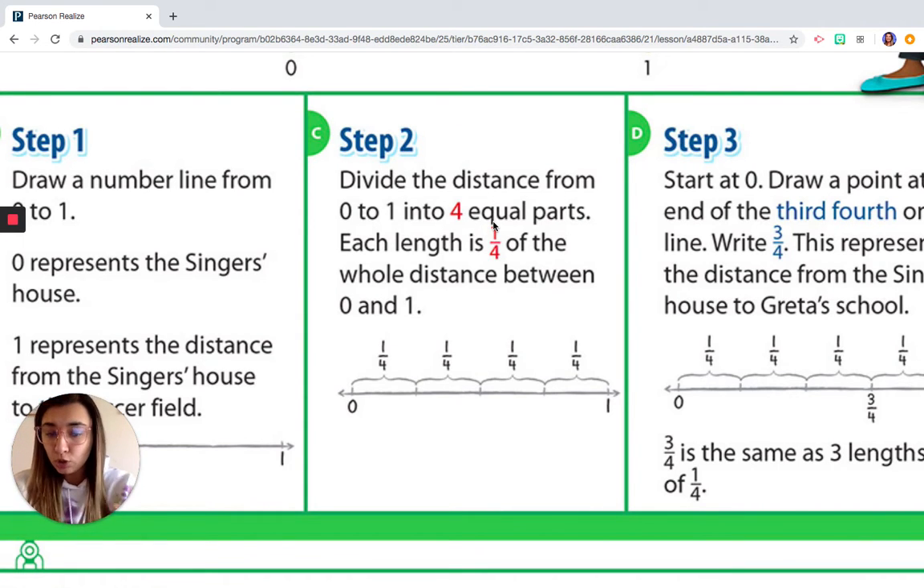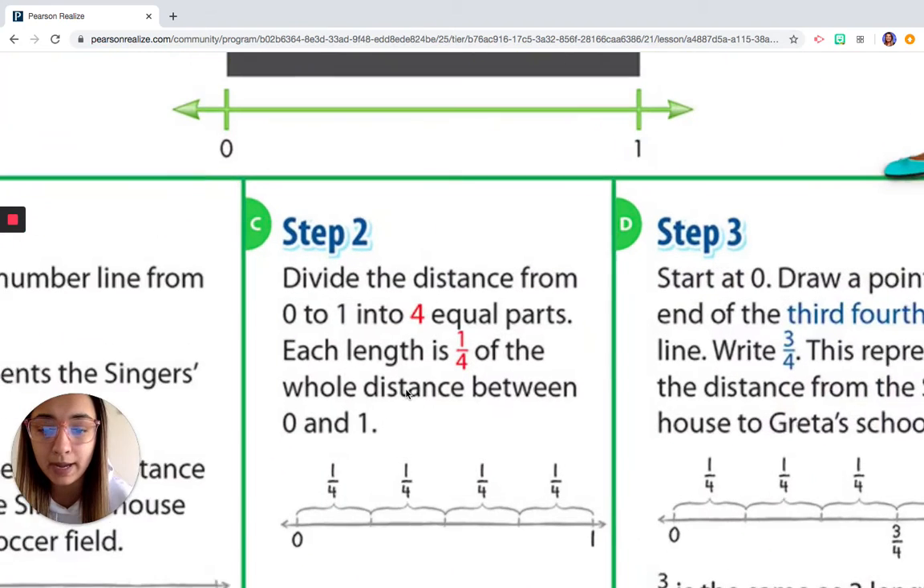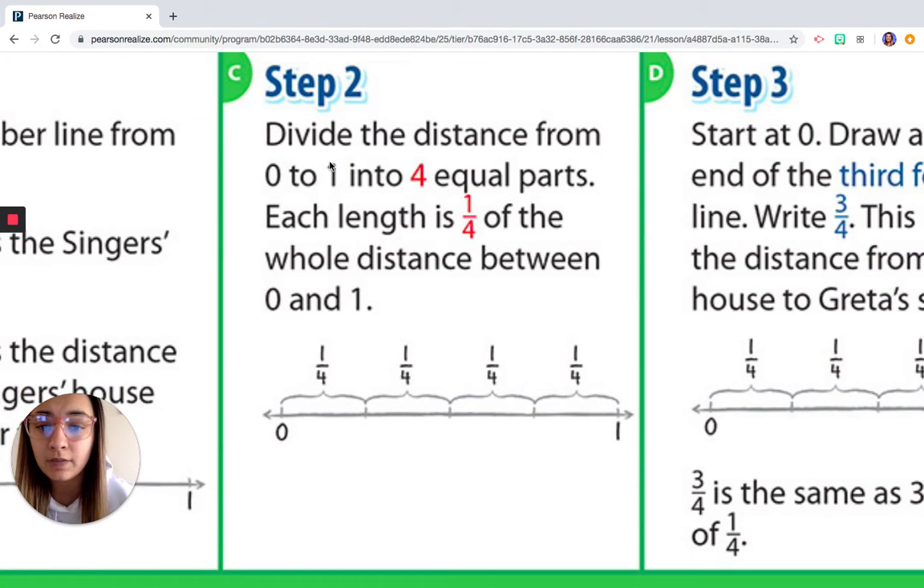Now we're going to do 4 equal parts because it said that the distance from the house to the soccer field was 3/4. So by looking at our denominator, which is 4, we know we are going to need 4 equal parts. So let's zoom back in. It wants us to divide the distance from 0 to 1 into 4 equal parts. Each length is 1/4 of the whole distance between 0 and 1. Okay, so that's what they did here.